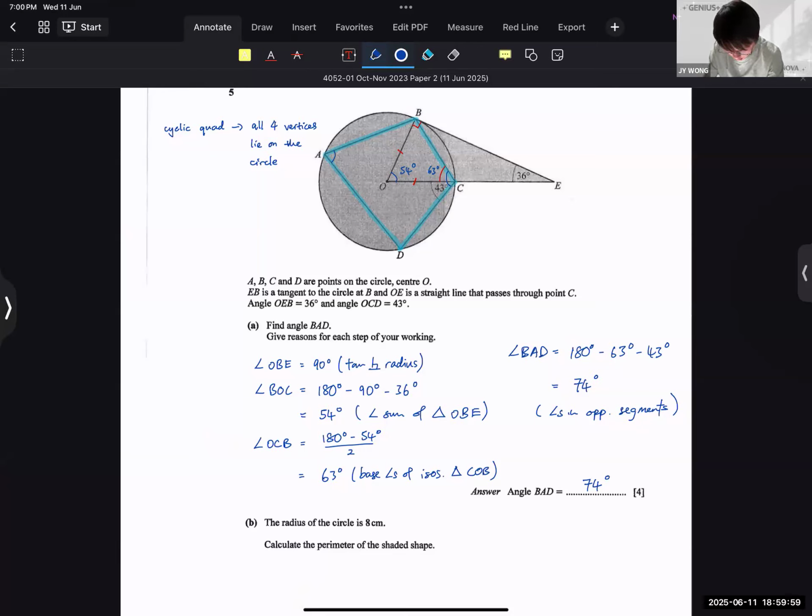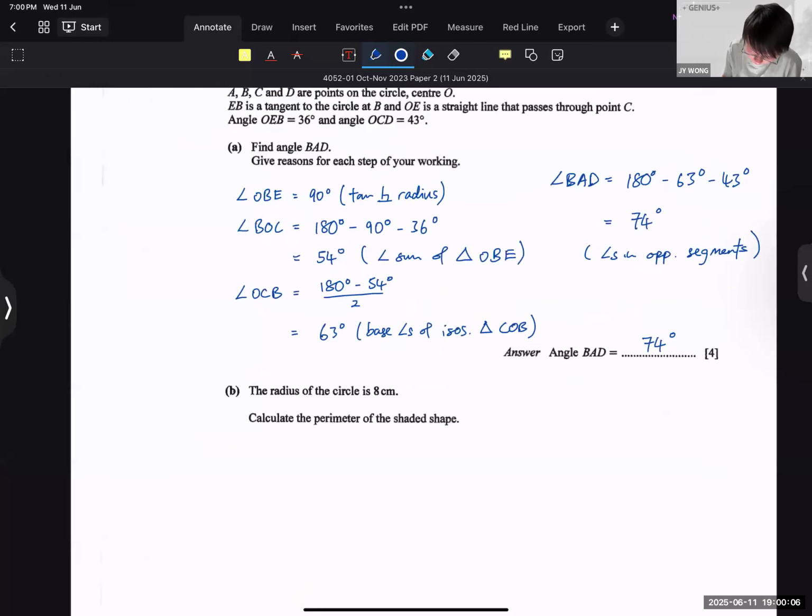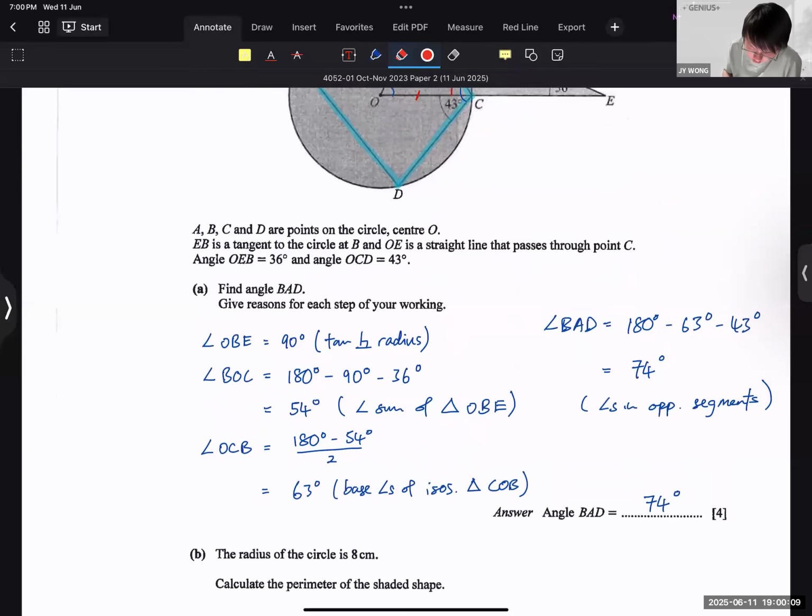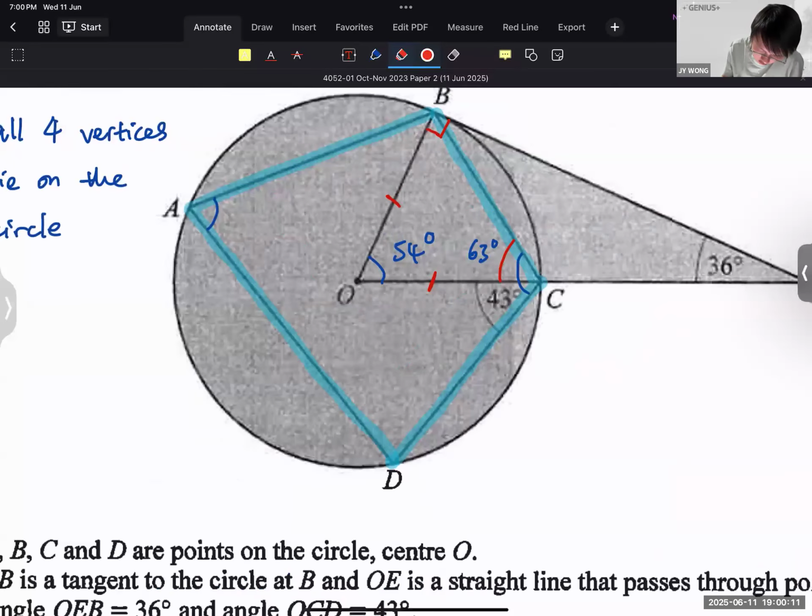Next, they tell you that the radius of the circle is 8. Calculate the perimeter of the shaded shape. So my shaded shape, which is basically the entire figure, so kind of strange, but I have this part over here. This is called a what? This is your major arc. I like how badly my device is lagging. So this is called a major arc.